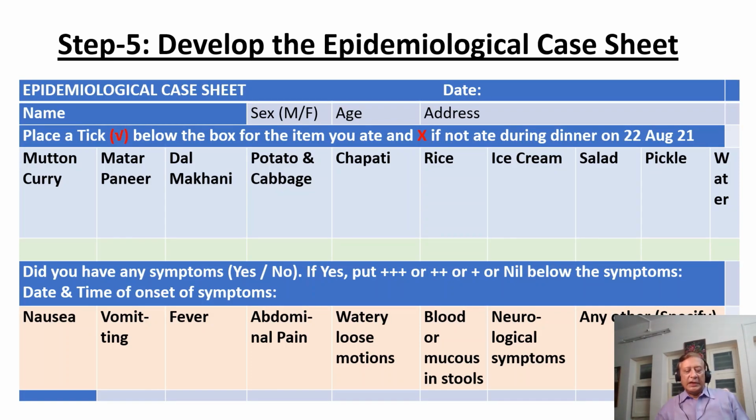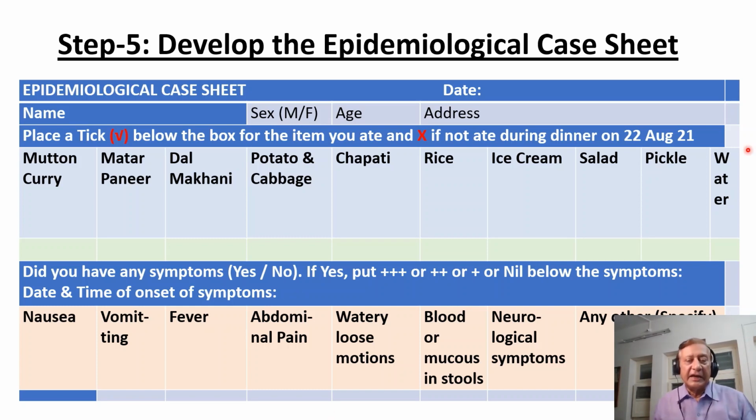And now we move on to step number 5, which is developing the epidemiological case sheet. So, once we have confirmed the existence of an epidemic as well as verified the diagnosis on clinico-epidemiological grounds, as well as we have identified the meal which is to be investigated, the next step is to quickly make an epidemiological case sheet for recording the data from each and every subject. The epidemiological case sheet will look like what is being projected on the screen.